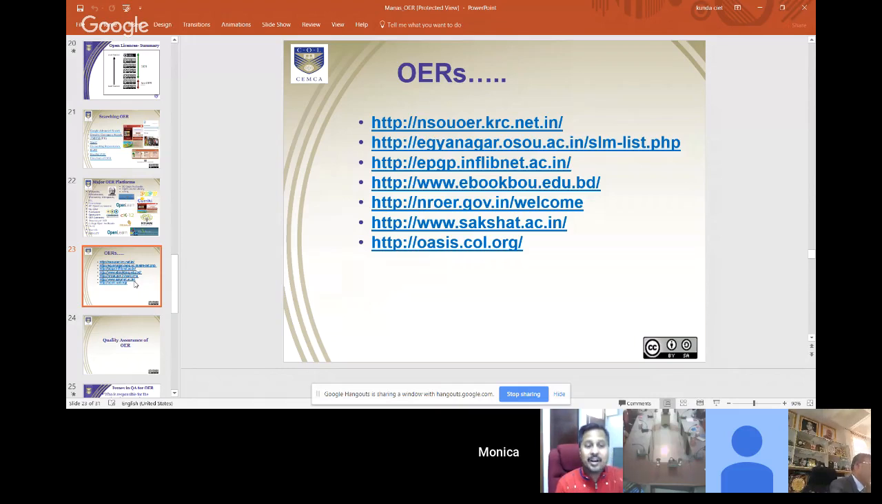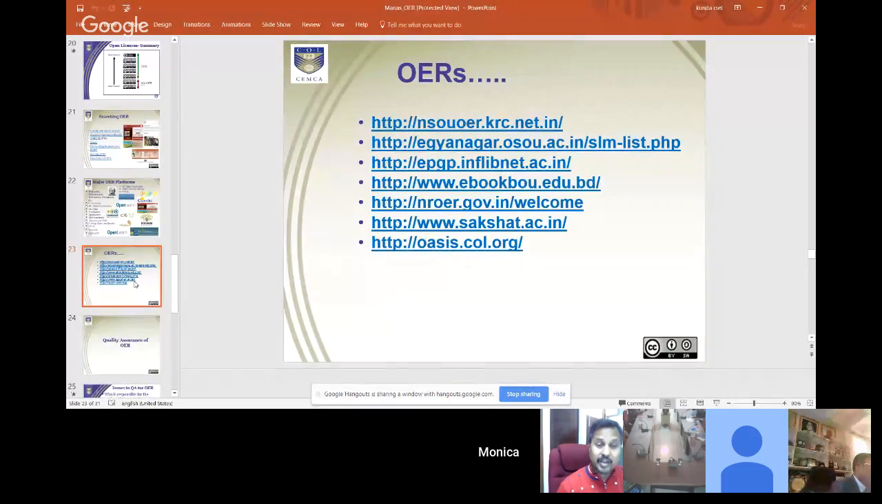So NROER, again I can say, has adopted the CC BY-SA license, and Shakshar also has the CC BY-SA license. And you can see this OSIS, that is the open source repository of Commonwealth Planning. You can browse this one. You will get very useful materials in these resources.